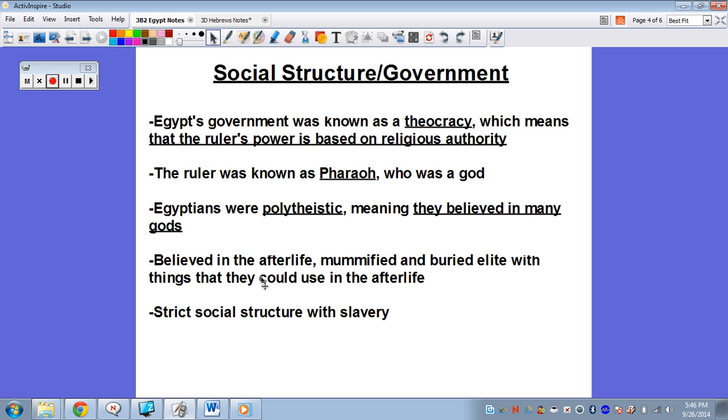They also were very ardent believers in the afterlife, and they mummified and buried the dead, their elite dead, with things that they could use in that afterlife. So they believed that when you died, you would pass on to the next world, to the afterlife, and that anything that you were buried with would go with you. So the rich would be buried with their prized possessions so that they could have them in their next life. They also had a very strict social structure in which slavery was practiced.